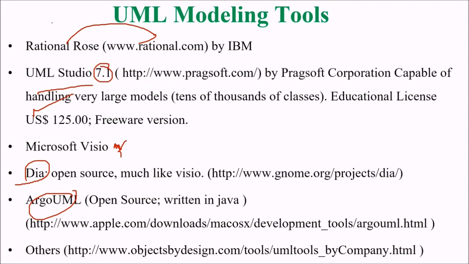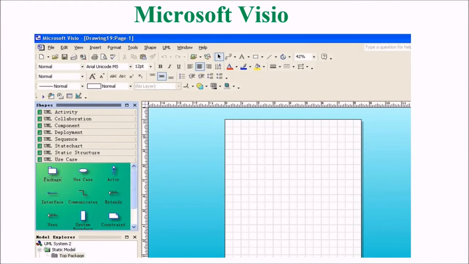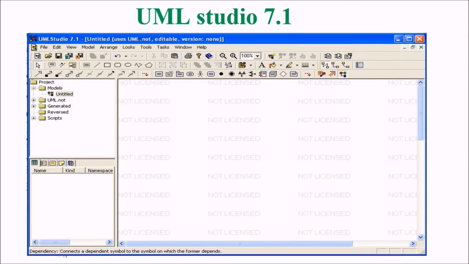So just remember, we are talking about Rational Rose, UML Studio, Microsoft Visio, Dia, ArgoUML, and more like this. The Microsoft Visio, as you see here, this is a snapshot. There are various diagrams as you see here. These are various notations. It is with you. Now you can make it easily. So UML Studio 7.1 is seen like this. All the notations are here.